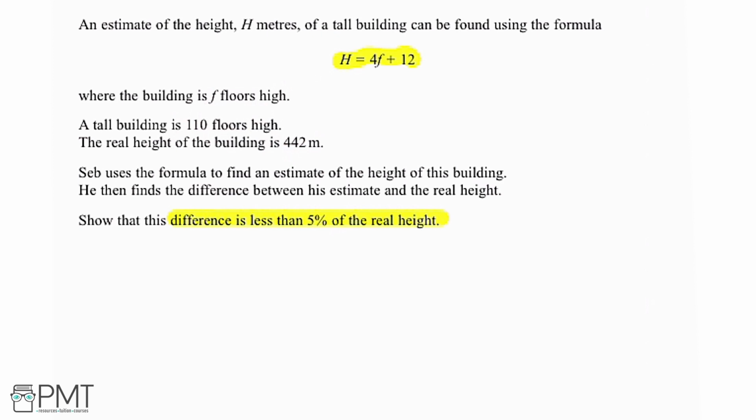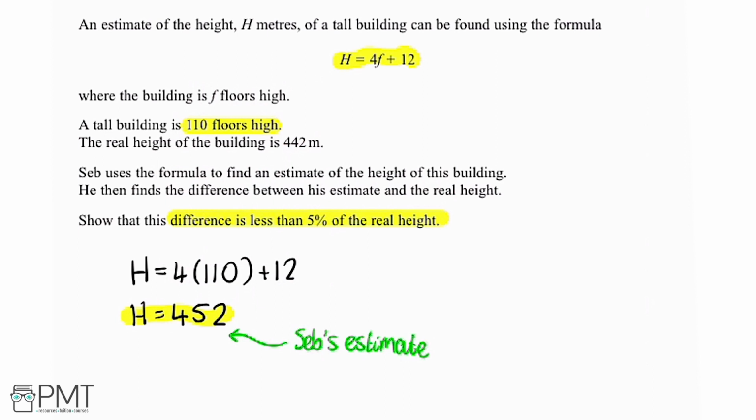So we're first going to imagine that we're Seb, and we're going to use the formula to find out the estimate that Seb would have got. So the building is 110 floors high, and f in the formula is the amount of floors. So we can replace f with 110. So say h is 4 multiplied by 110 plus 12. Popping all of this into the calculator, we get 452. So this right here would have been Seb's estimate.